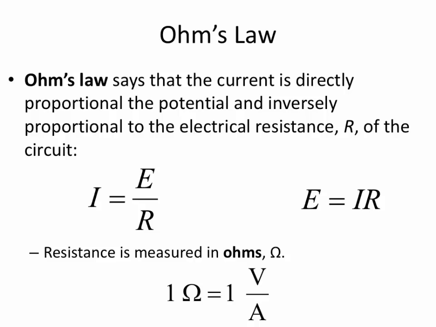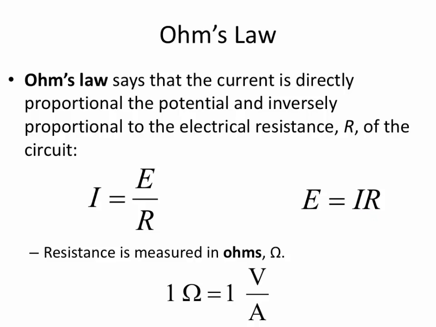Ohm's law says that the current is directly proportional to the potential and inversely proportional to the electrical resistance, which we symbolize with this capital R, of our circuit. And we can show this in a couple of different ways. We can either show it as I, the current, is equal to E divided by R. That is, the current is equal to the electrical potential divided by the resistance of our circuit. Or we can show it this way, as E is equal to I times R.